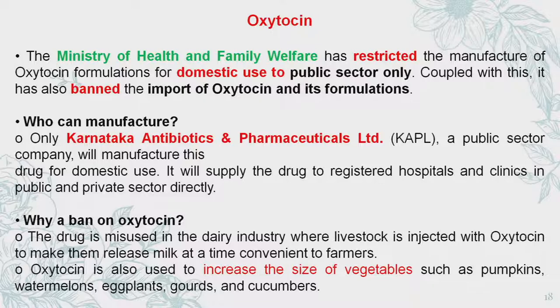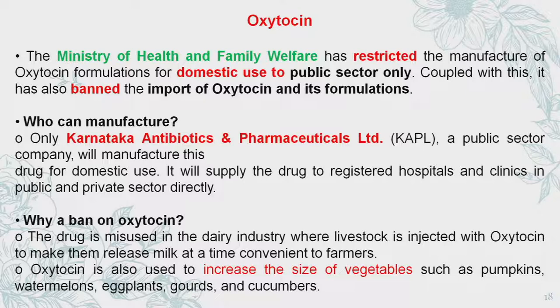Then, another very important component is oxytocin, again popularized in the news. The Ministry of Health and Family Welfare recently restricted the manufacture of oxytocin formulation for domestic usage to the public sector only. So they made a restriction on the usage of the compound in the domestic sector. Very important. Why was it so? We'll see. Similarly, they banned the import of the compound and its formulation. That was the news value.